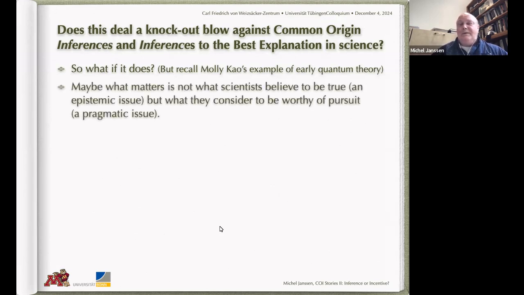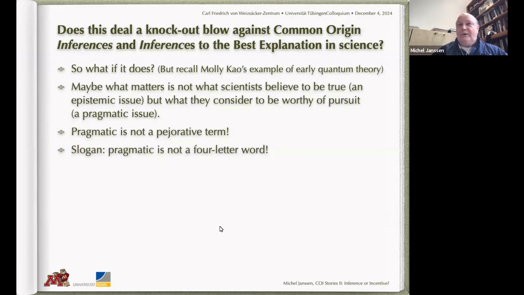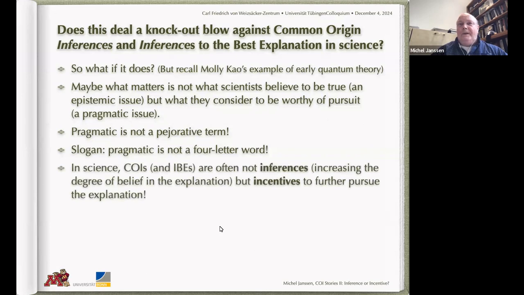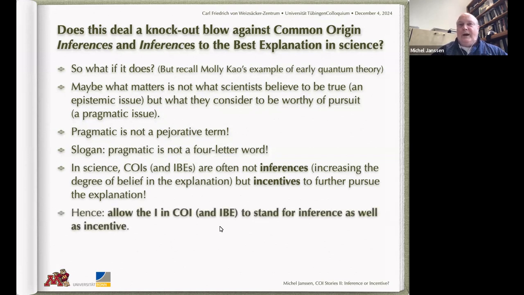And so, maybe, right, I want to suggest maybe what matters is not what scientists believe to be true, right? That's the epistemic issue, but what they consider to be worthy of pursuit, right? And that's a pragmatic issue. And let me emphasize that pragmatic is not a pejorative term, or, in a better slogan, pragmatic is not a four-letter word. So in science, I would say, COIs and IBEs are often not inferences. They're not about increasing the degree of belief in the explanation, but incentives to further pursue the explanation, right? So that's why I want to allow the I to stand for inference as well as incentive.